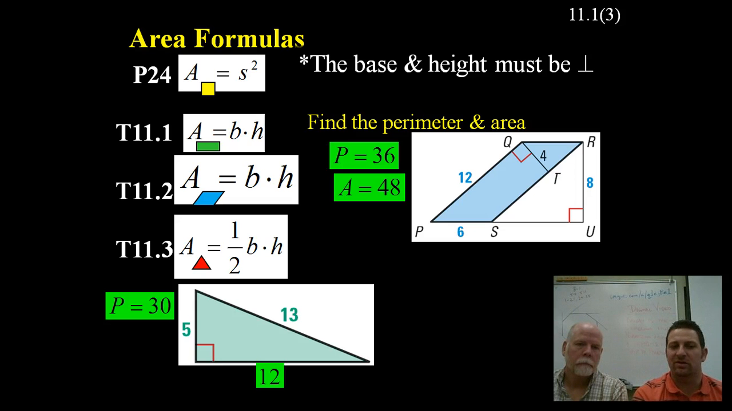The 5 would be the height, and the 12 could be the base. Multiply those together, cut it in half, or just cut 12 in half to get 6. 6 times 5 is 30. And this is a rare instance, guys, where the area and the perimeter match up. So it doesn't happen very often. And that would be 30 units squared.